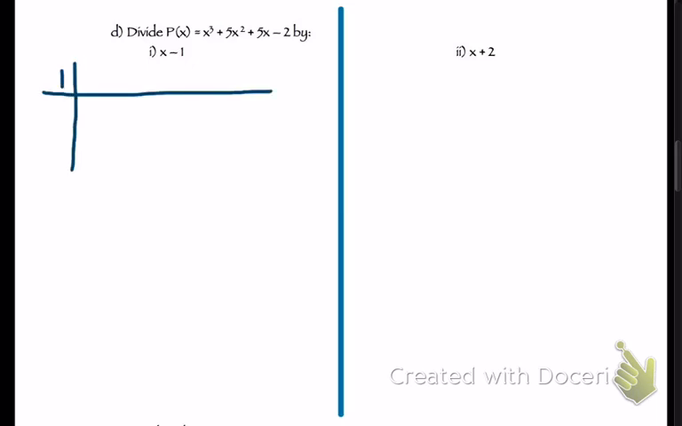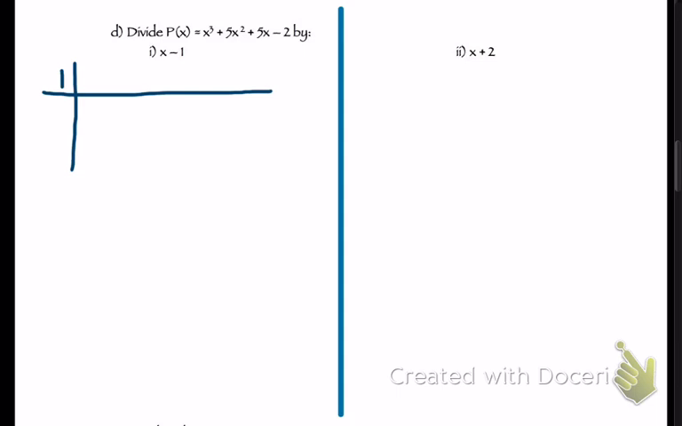the first one, well, x minus 1, what makes that 0? Well, positive 1 makes that 0, so that's why I'm going to put that there. If you need to, write yourself that reminder again. What goes in that box in the upper left-hand corner is what makes your linear term equal to 0. Okay, so I'm going to put that positive 1 there.